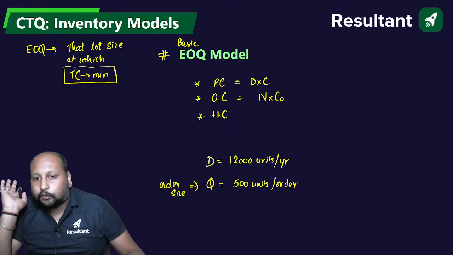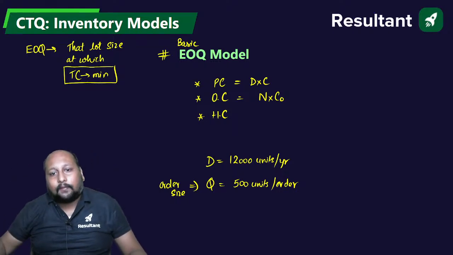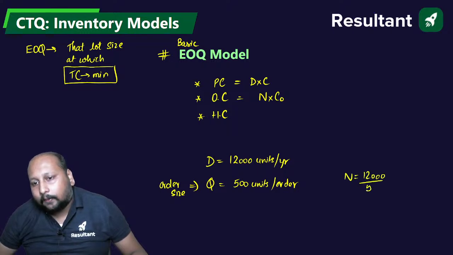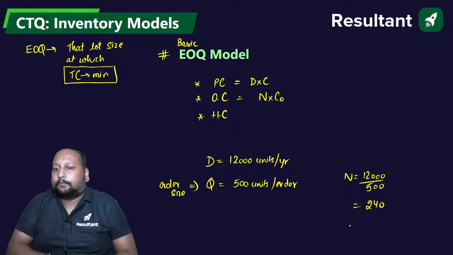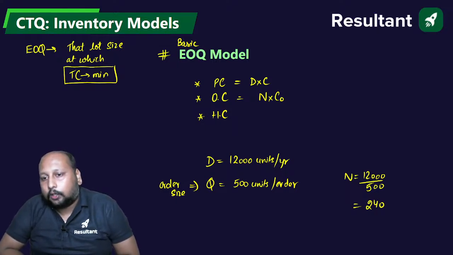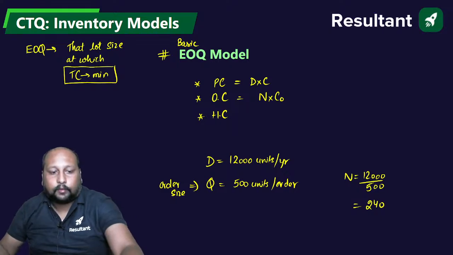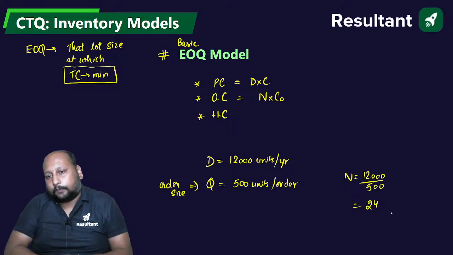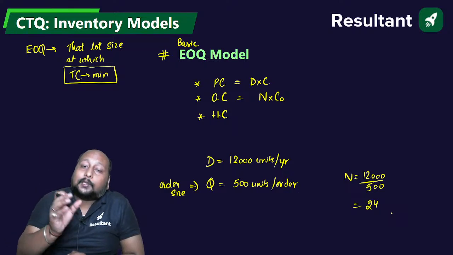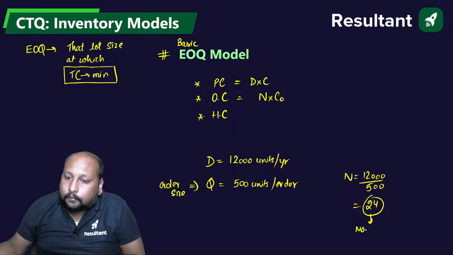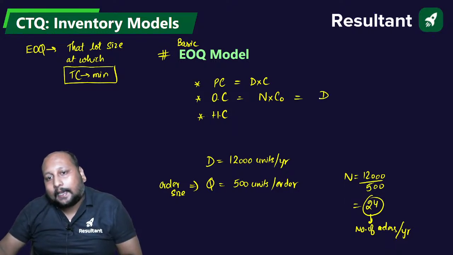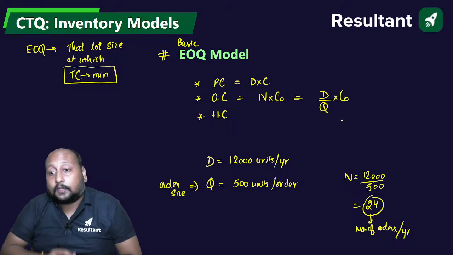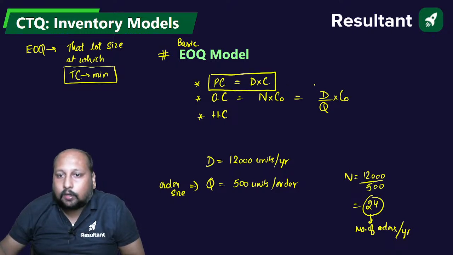Can you tell me the number of orders that will be placed? In 1 year you require 12,000 units, and one time you are placing only 500 units. So the number of orders will be 12,000 divided by 500, which is simply 24. So you have to place 24 orders in 1 year. I can rewrite this equation as D by Q into CO. This is the ordering cost. This is very important, I'm making a block. This is the purchase cost, this is the ordering cost.